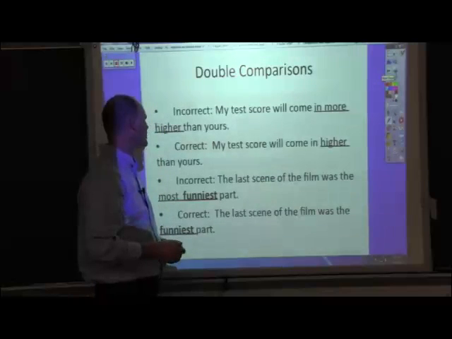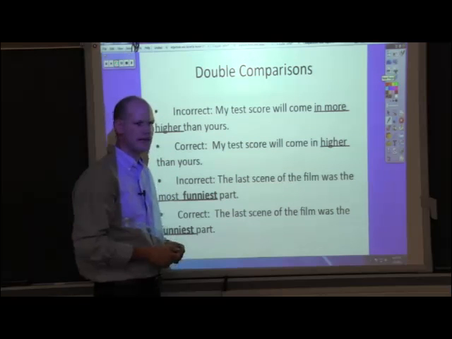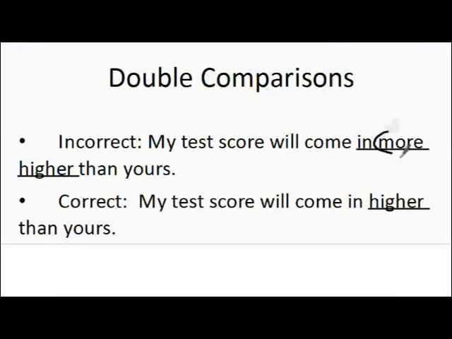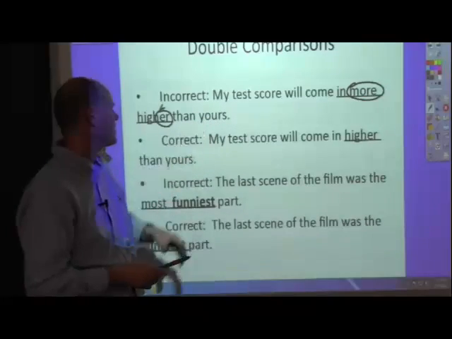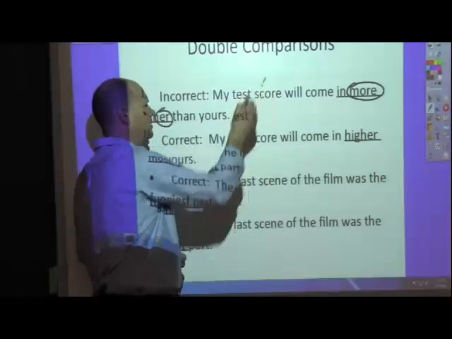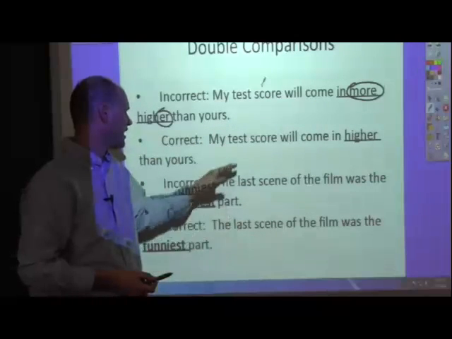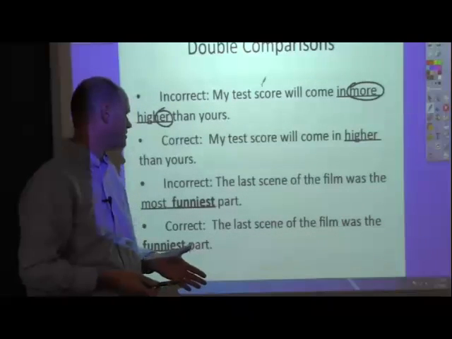My test score will come in more higher than yours. It might be a statement that you kind of hear. It doesn't necessarily sound right, but at the same time, you might not give it a second thought. But why is it incorrect? Well, you have the comparative more, and you also have the comparative er, two in a row. So when you have double comparisons, they're all comparing the same thing, the score, right? Then you have a double comparison. Something's got to change. So my test score will come in higher than yours would be correct.